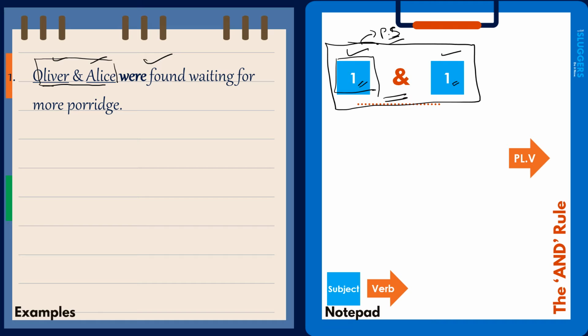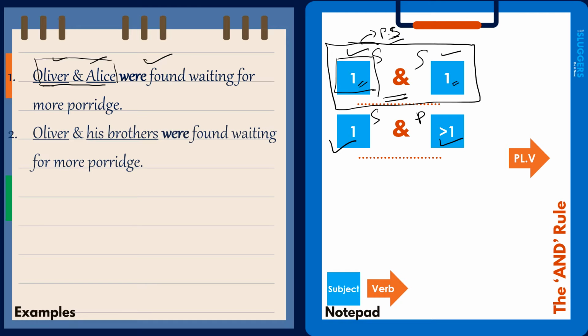There can be multiple instances, like sometimes one of these subjects could be singular in nature, and the other one can be plural, right? Greater than one means plural subjects. So in that case, again, the same rule will apply, like singular, singular, plural, or we'll see other instances as well. Let's look at an example of this. "Oliver and his brothers were found waiting for more porridge." So again, it doesn't change anything, because one plus something more than one is also plural, right? So you'll still use a plural verb, like "were found waiting for more porridge".